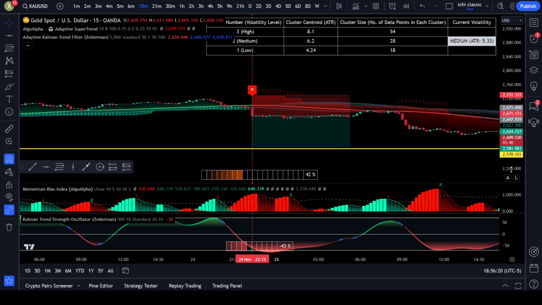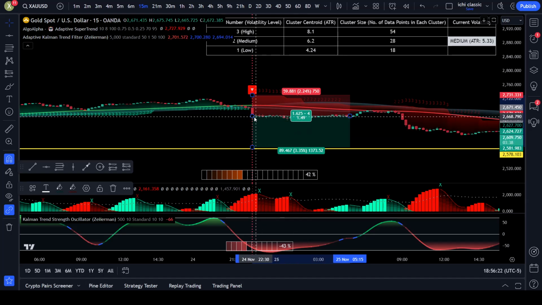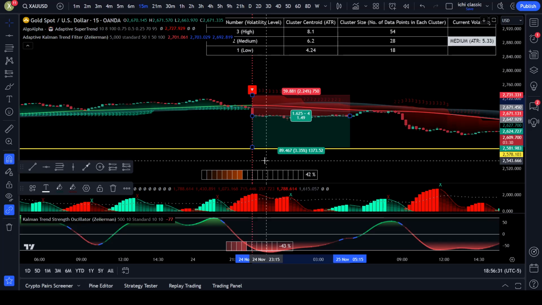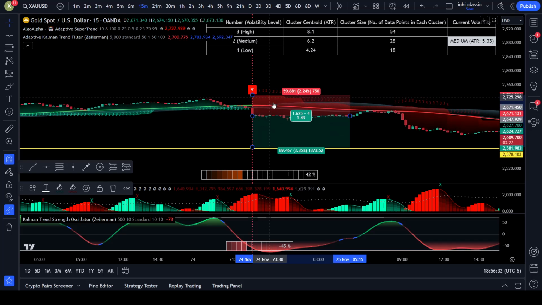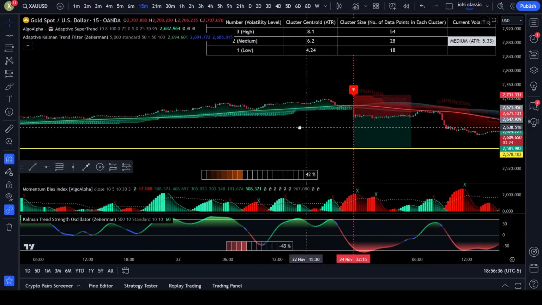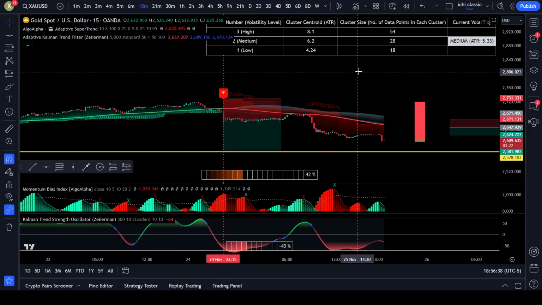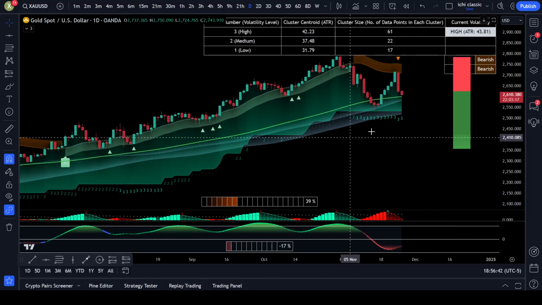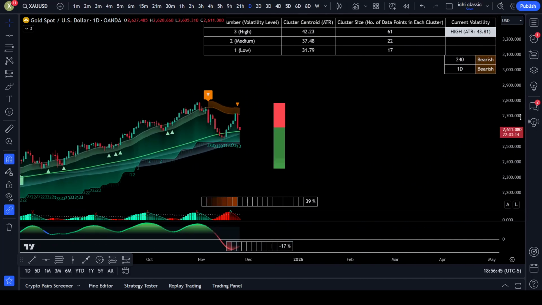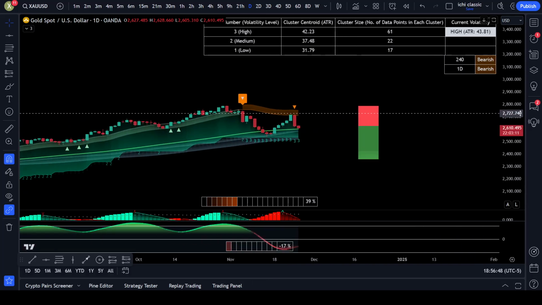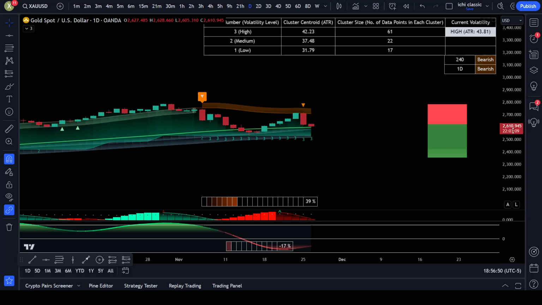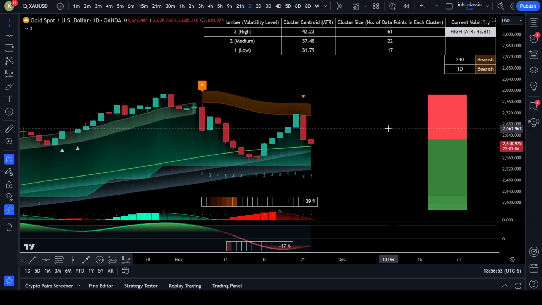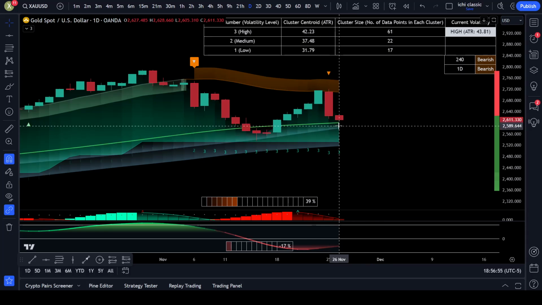Okay, so if we sell at this level, then take profit would be at 2,576 or maybe 2,540. So this is what I'm looking at for gold. Of course, if it bounces on a daily chart, then I'm definitely looking for somewhere around 2,800, which is super important. That's why I'm looking at this daily candle here to see what's going to happen.